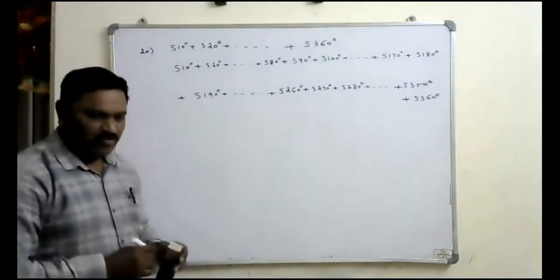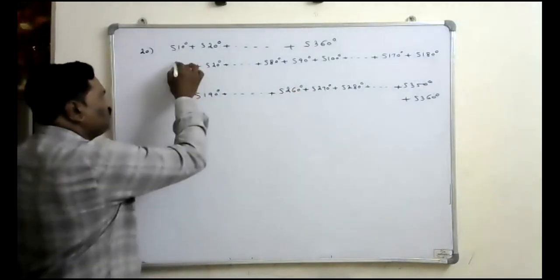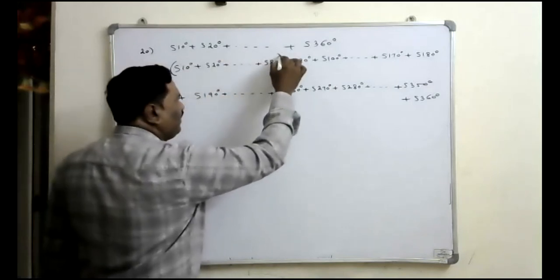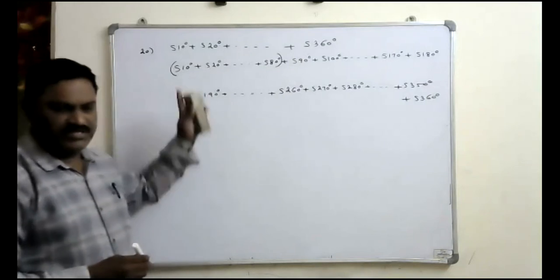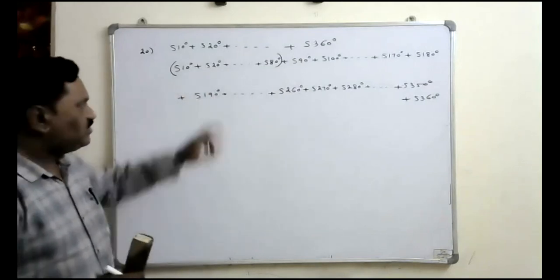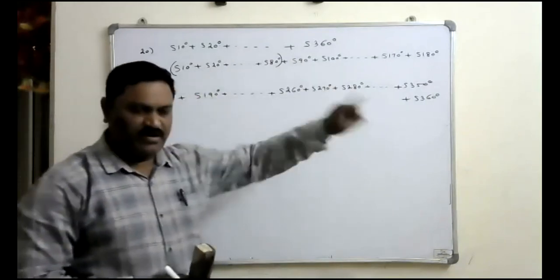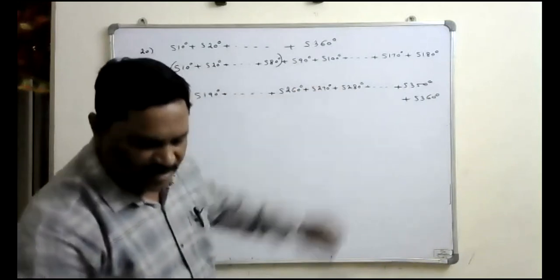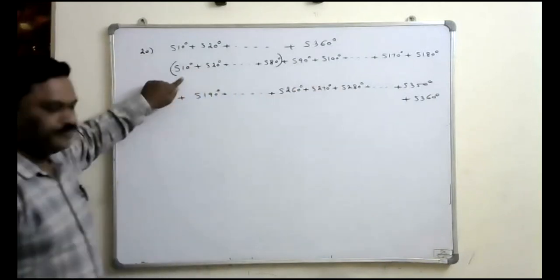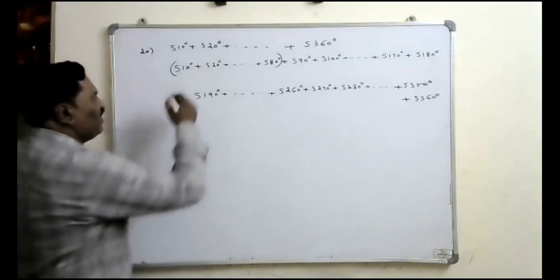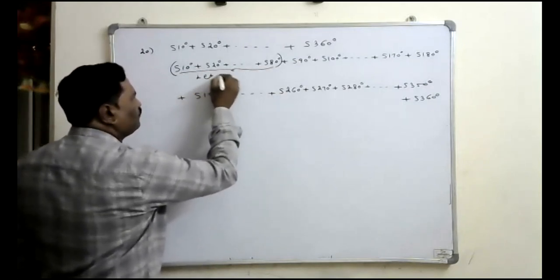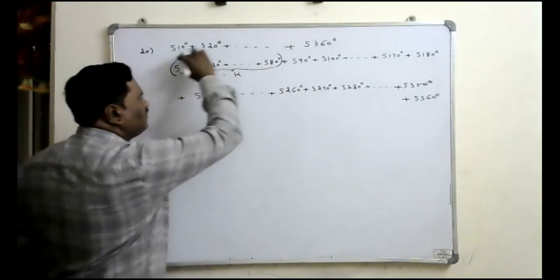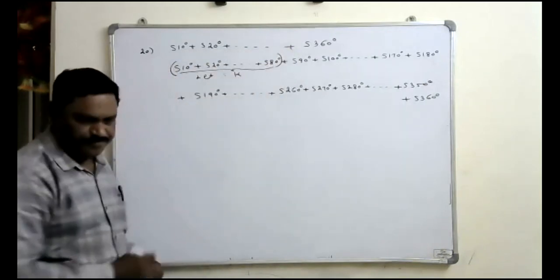Now if you observe, from sine 10 to sine 80 degrees, all these are acute angles, which means they lie in the first quadrant. That means the sum of this entire value will be positive. Whatever value we are getting here, take this entire summation as k.